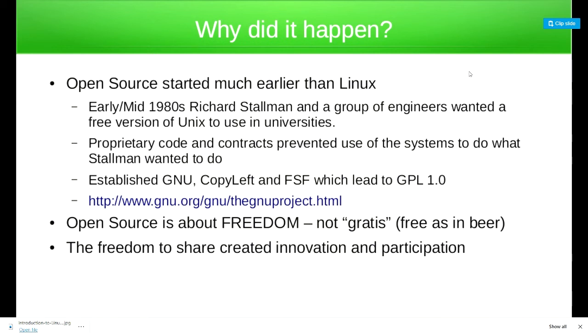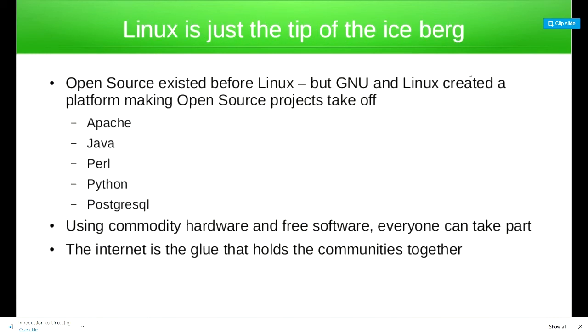Open source is about freedom, not gratis. Free as in beer. The freedom to share, creative innovation and participation. Open source existed before Linux, but GNU and Linux created a platform making open source projects take off. We have here Apache, Java, Perl, Python, PostgreSQL. Maybe on the next topic we will discuss Python, because Python now is the most usable programming language here in the 21st century.